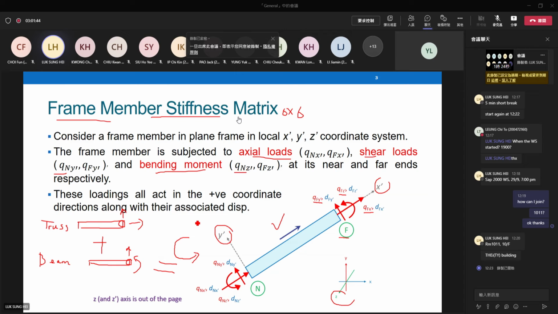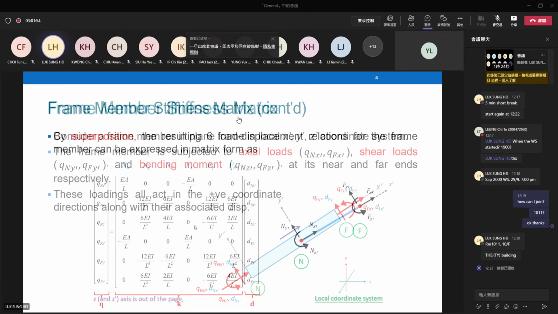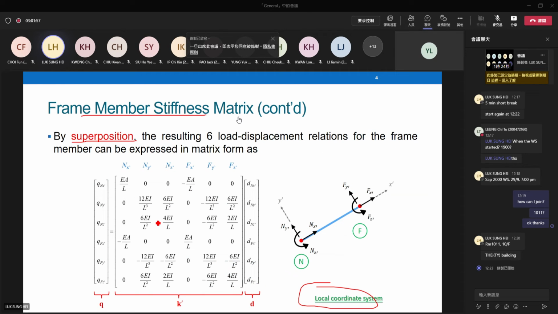So the frame member is the most general 2D member, which can take all the actions for 2D members, okay? But it's more complicated because you can see that for one member, you already have a 6 by 6 matrix. Normally, you have more than one frame member in the structure. So you can expect that the structure stiffness matrix becomes a very, very big matrix, much bigger than what you found in the truss and beam examples before.